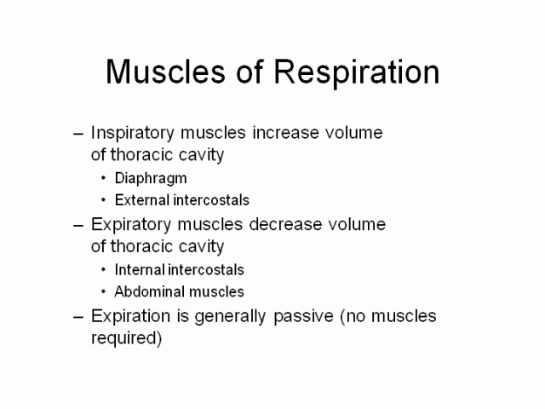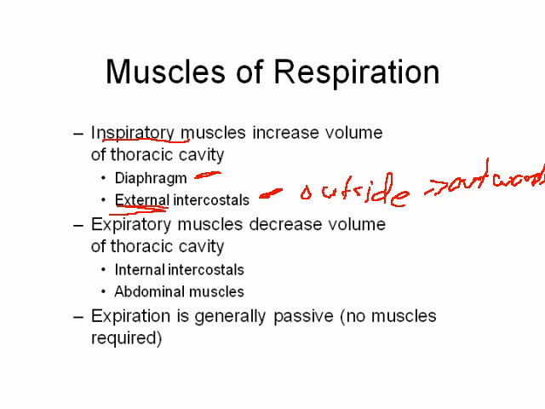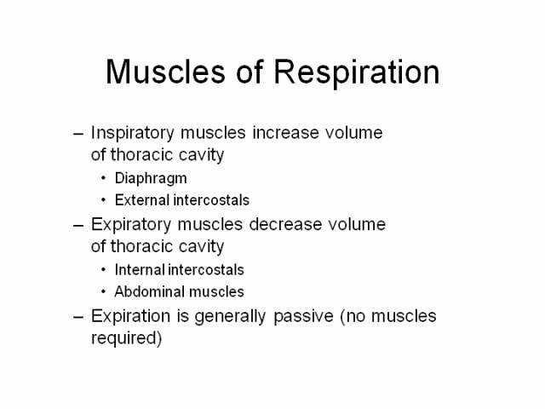So let's take a look at the muscles of respiration. Inspiratory muscles, of course, increase the volume of the thoracic cavity. They have to, because inspiration is when alveolar pressure decreases, and that, of course, according to Boyle's law, if the pressure decreases, then the volume has to increase, and vice versa. So we have the diaphragm and the external intercostals. If you think about it, the external intercostals are on the outside of the chest, and they expand outwards. So in order to be an inspiratory muscle, they would have to be on the external aspect of the chest wall. Expiratory muscles, of course, decrease the volume of the thoracic cavity. These include the internal intercostals and the abdominal muscles.